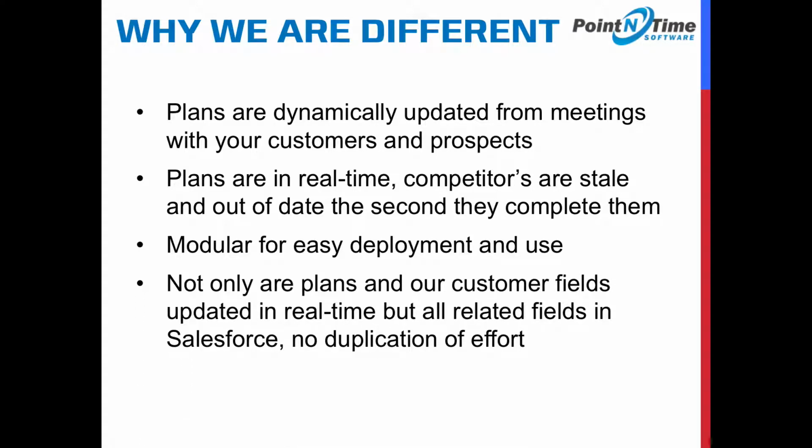Not only are our plans and our customer fields updated in real time, but all related fields in Salesforce. No duplication of effort. I can update my related list or any other information in an account or opportunity in the meeting, and it will update Salesforce. I don't have to go back and do anything. I don't have to go back and add the competitor. I don't have to go back and add the context, their role, their stance. Are they the primary competitor? I can do all that in my meetings using Meeting Mapper within Strategy Mapper.